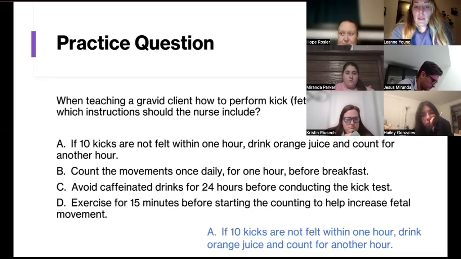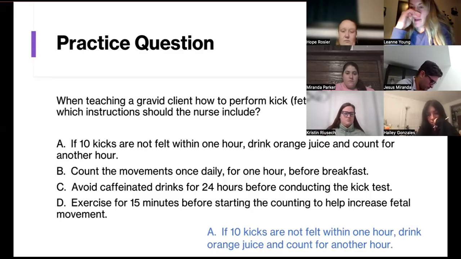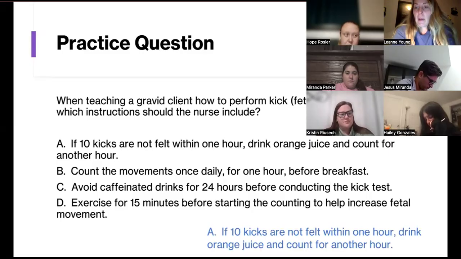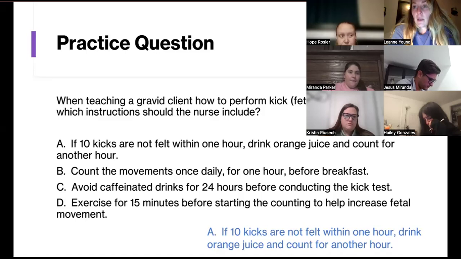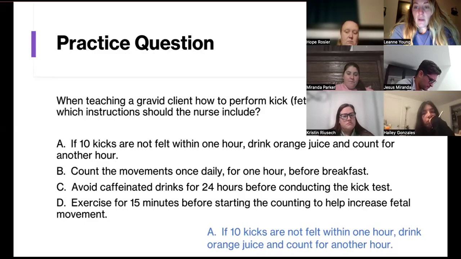Counting the movements once daily is not correct, but we tell them to count at the same time every day. We want them to be paying attention to it throughout the entire day. So, if it's already 2 o'clock in the afternoon and they haven't felt the baby move at all, they need to do some kick counts and figure it out or come in to be seen. So it's not just, oh, you did it once today, you're good. It's kind of in the back of your mind, thinking about it.